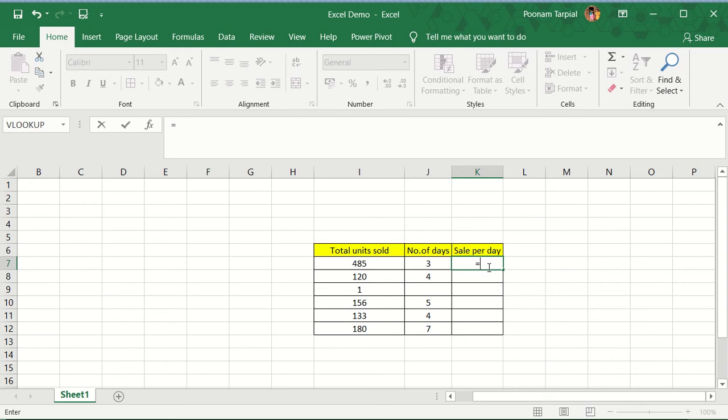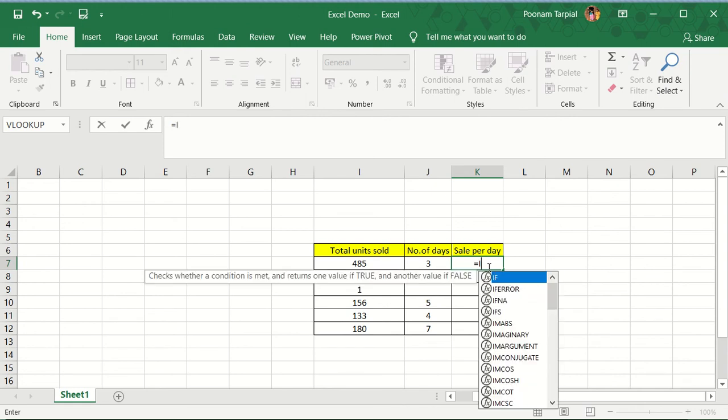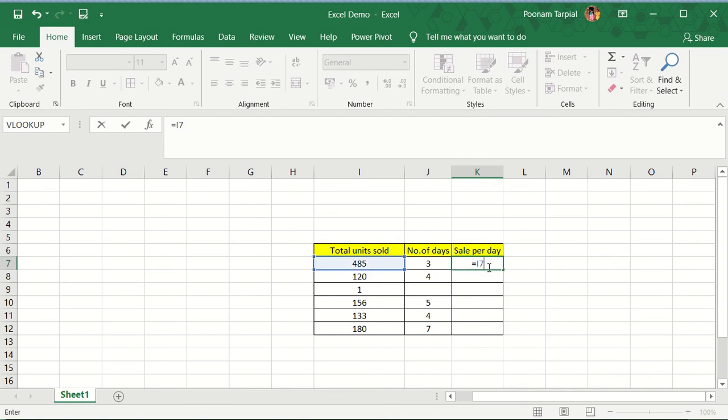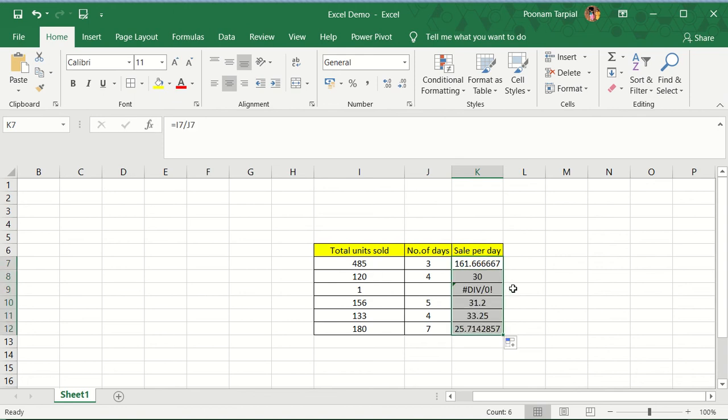So let's calculate the sale per day first of all. I need to divide the entries in I with entries in J. I will be dividing the entry in the I column with the entry in the J column. Then similarly I can replicate this formula to the remaining cells as well, and here you can find that your division error is there. First of all, understand why this division error normally comes up. DIV normally stands for division. This will come up whenever you have divided any entry either with 0 or a blank cell.